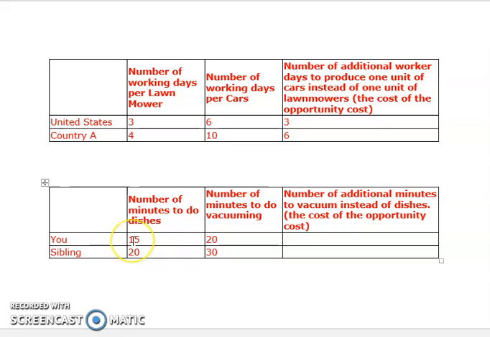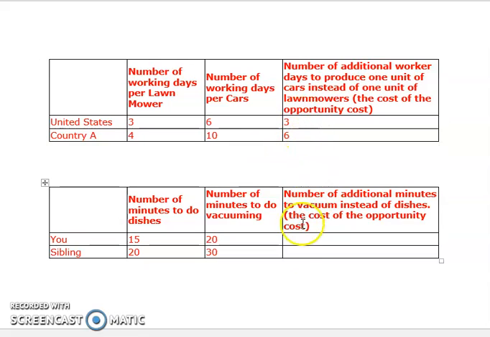We can see from this that you have absolute advantage in both tasks. You could do the dishes in 15 minutes, but it takes your sibling 20, so you have absolute advantage in dishes. You are also quicker at vacuuming, with an absolute advantage at 20, whereas your sibling takes 30. So again, you don't want to do both because you're going to sit around 35 minutes and it's not fair. So you have to figure out the one thing you have comparative advantage in and the one thing your sibling has comparative advantage in.